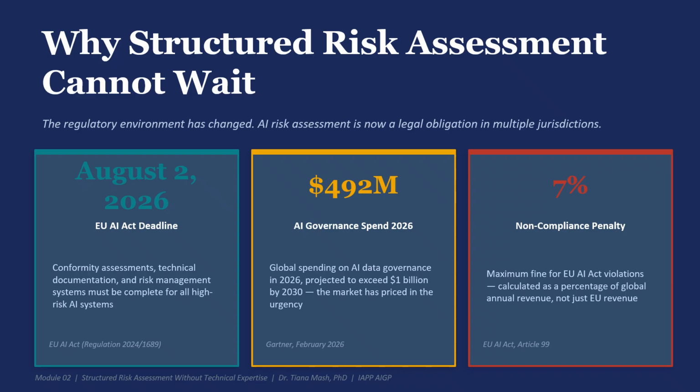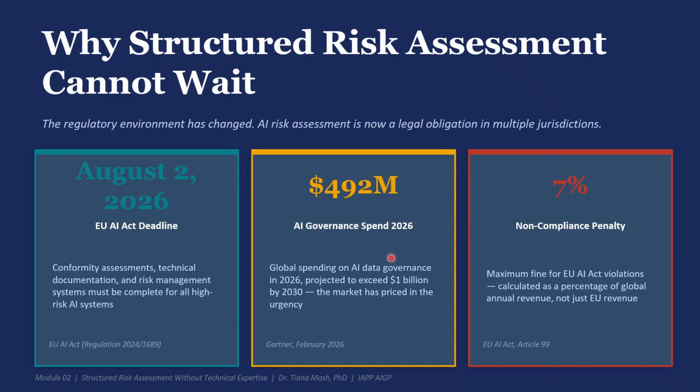So the second number you see on your screen is the one we're talking about. The second number is 492 million. That is what the global market is expected to spend on AI data governance in 2026 alone, according to Gartner, and it is projected to exceed about $1 billion by 2030. So the market has already priced in the urgency. The question is whether your organization has as well.